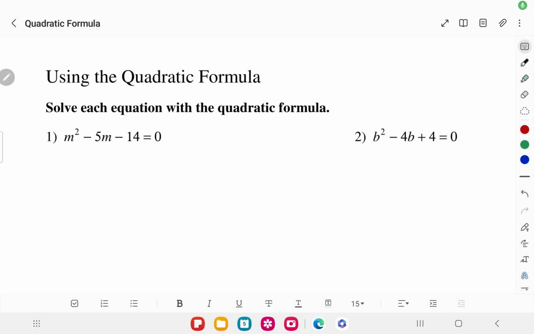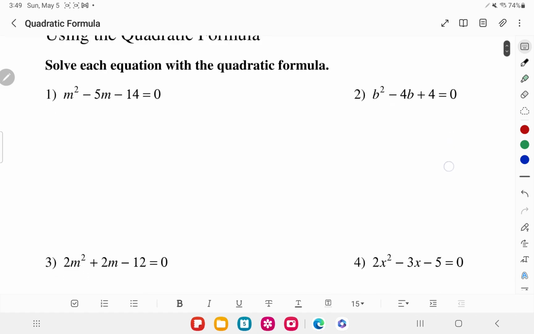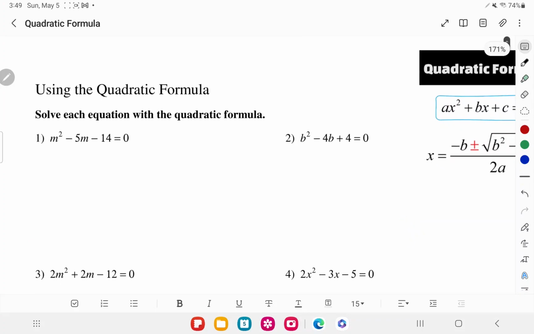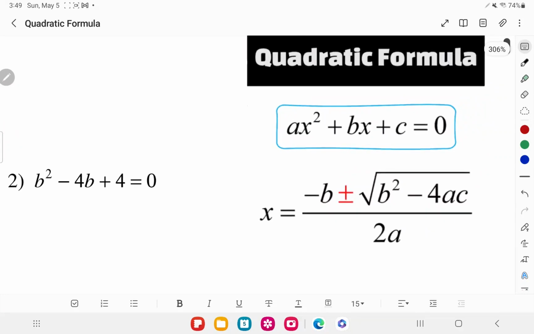Hello guys, so today we're going to go over solving quadratic equations. We're going to be using the quadratic formula to do it. We're going to have a whole bunch of problems. Like I said, we're not looking for the factors, we're looking for the solutions.